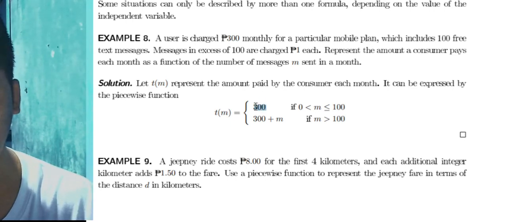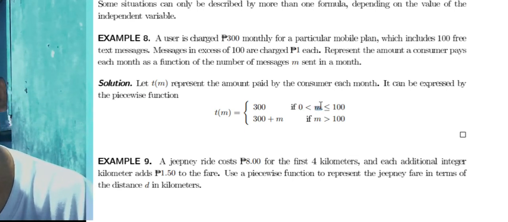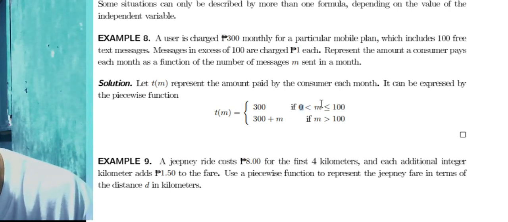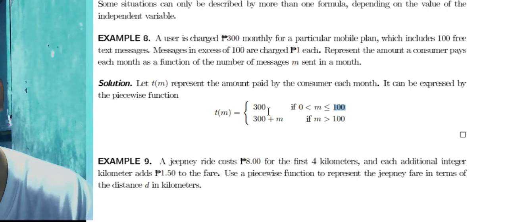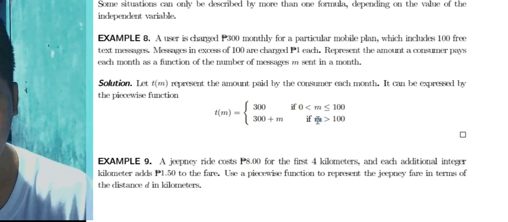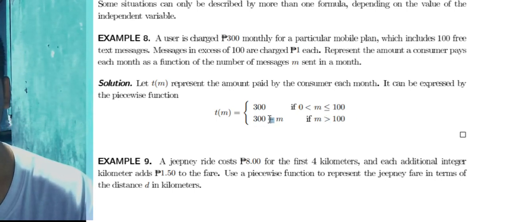So if the number of messages sent, m, is between 0 and 100, lesser than or equal to 100 but not more than 100, then the amount to be paid would be 300. Now if m is greater than 100, then 300 plus the m.